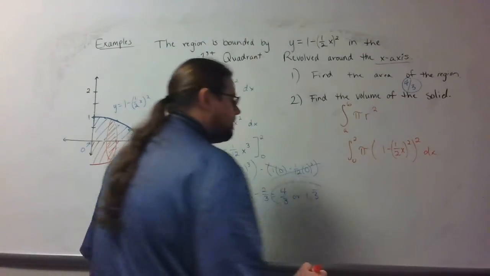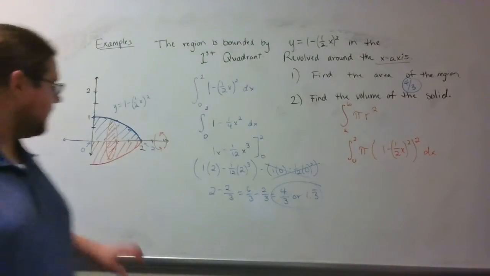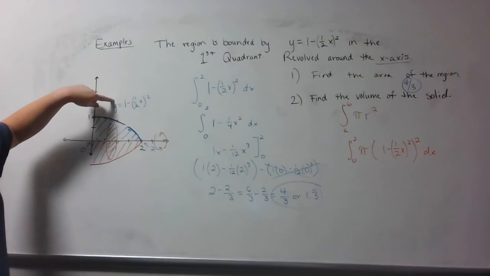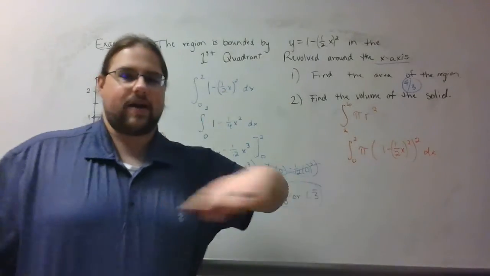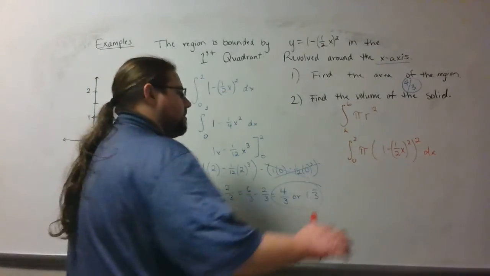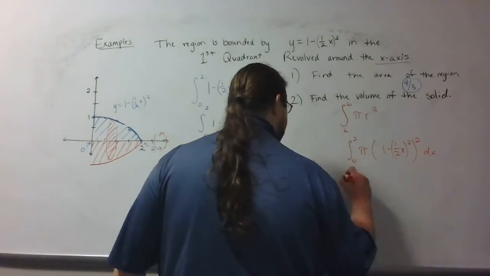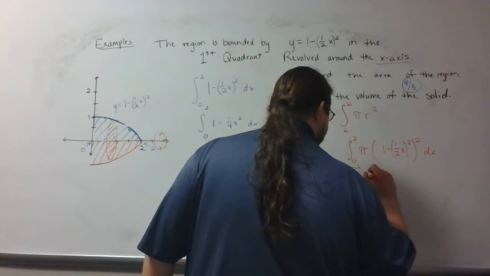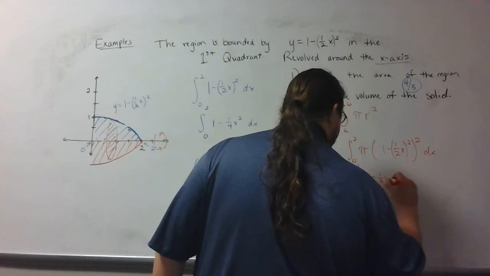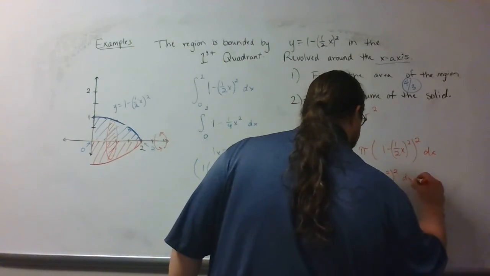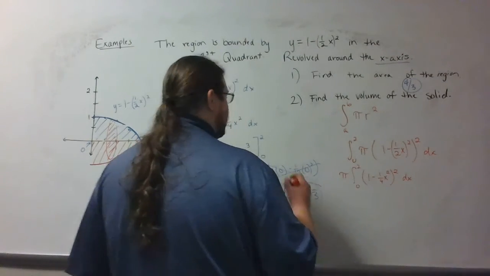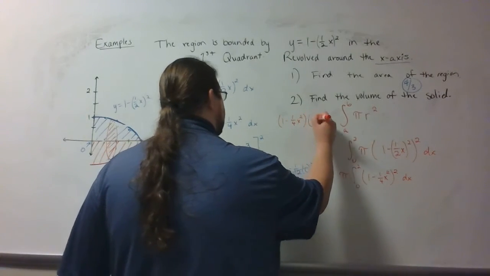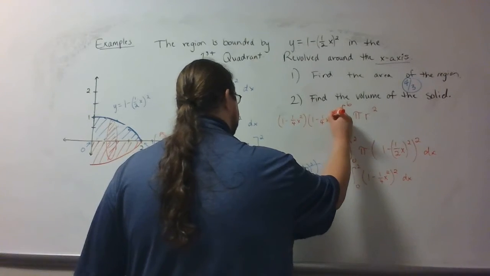Let me repeat that again. We're taking this function, y equals 1 minus 1/2 of x squared, and I'm squaring it because that's the radius. So I'm going to rewrite that, and I'm also going to pull out the pi. So I'm going to have the pi on the outside, 0 to 2, 1 minus 1/2 of x squared, squared. I'm going to multiply that out just so I can do it. So 1 minus 1/2 of x squared times 1 minus 1/2 of x squared.